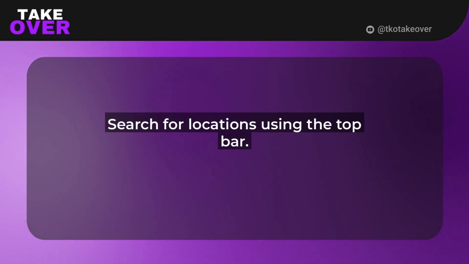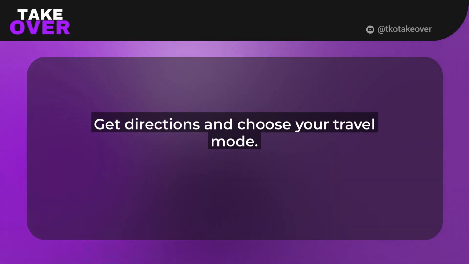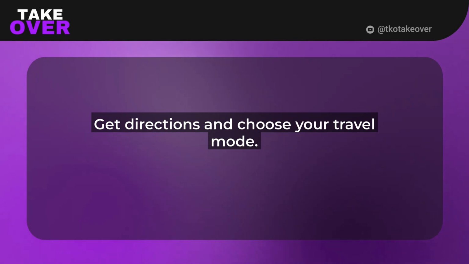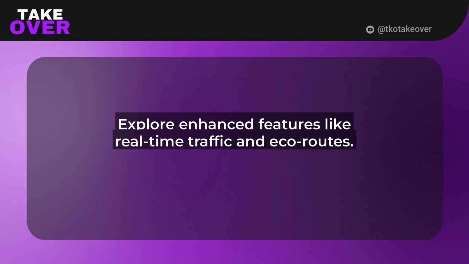Now, let's talk navigation. Tap on a location, and you'll get details like reviews, photos, and directions. To get step-by-step guidance, select the Directions button. Choose your mode of transport, driving, walking, biking, or public transit, and Google Maps will plot the best route. In 2025, you'll notice enhanced features like real-time traffic updates, AI-powered rerouting to avoid delays, and even eco-friendly route suggestions to reduce your carbon footprint.